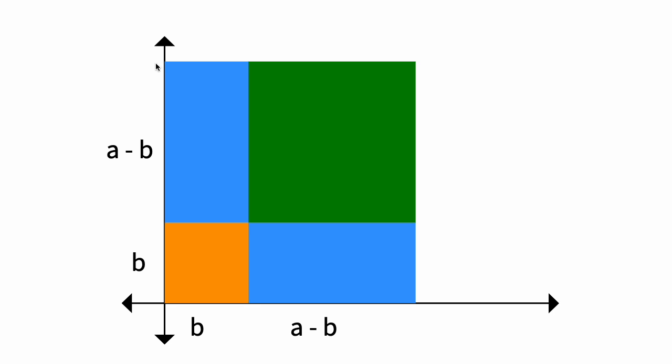The difference between the area of the largest square and the area of the orange square is A squared minus B squared. Notice that if we remove the orange square from the largest square, then we're left with 2 blue rectangles and the green square. The total area of the 2 blue rectangles and the green square is 2 times (A minus B) times B plus (A minus B) squared.